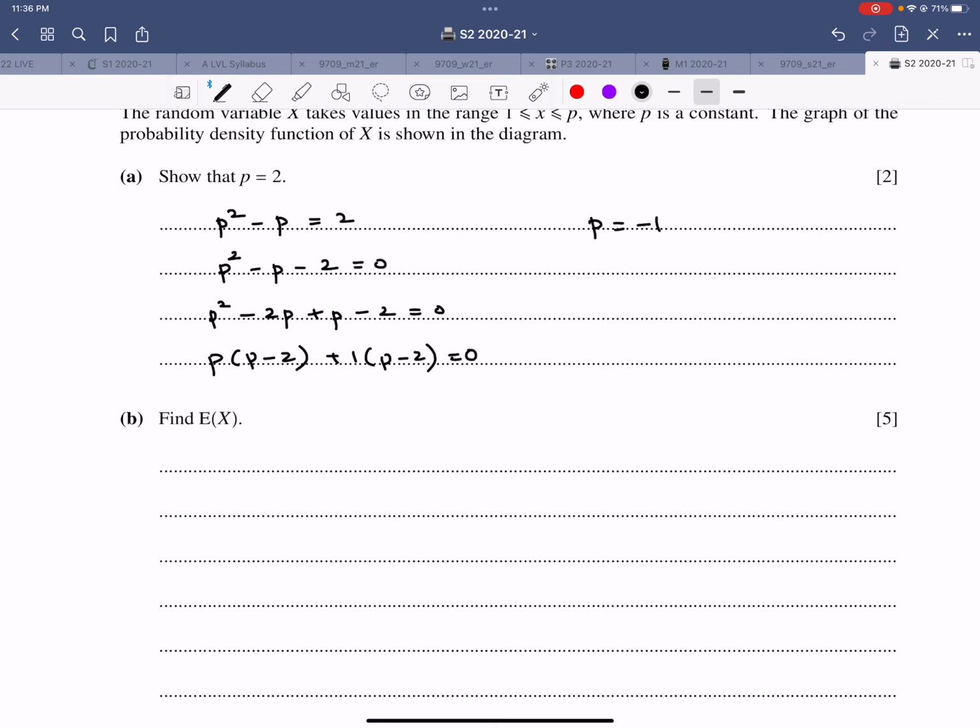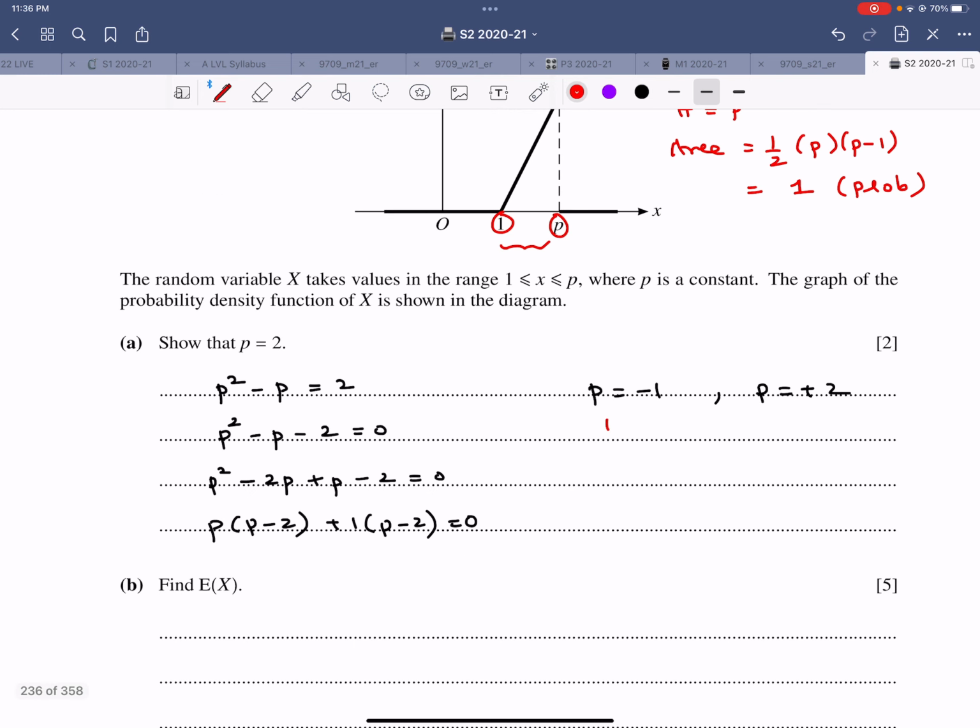p is negative 1 is rejected because the graph is so obvious, and p equals 2 is accepted, and that is what the answer says. Calculate the expectation of x. So now first thing, coordinate geometry.